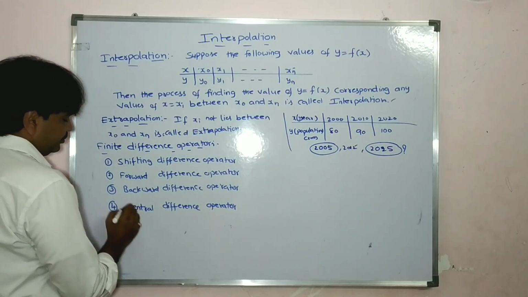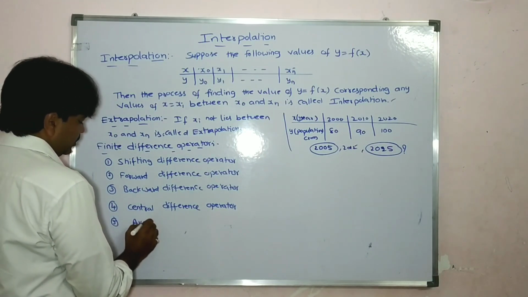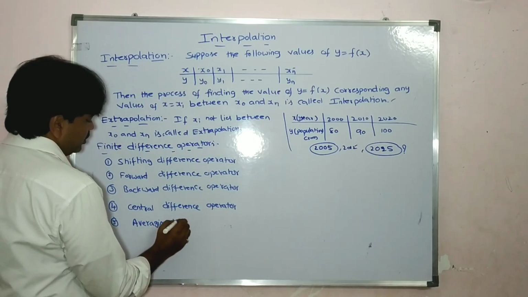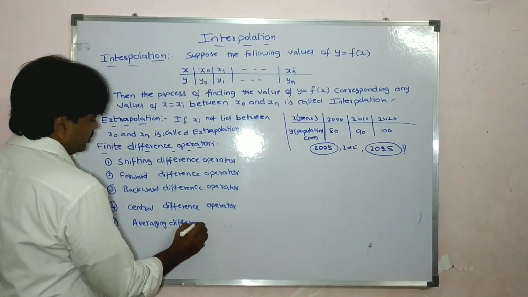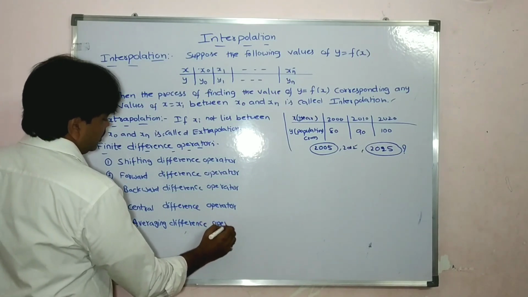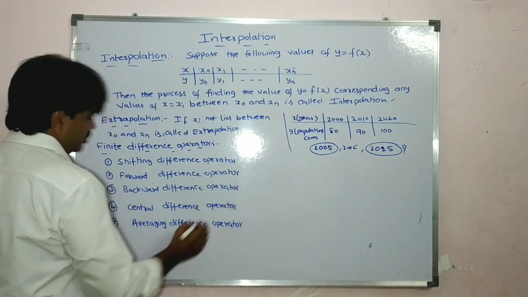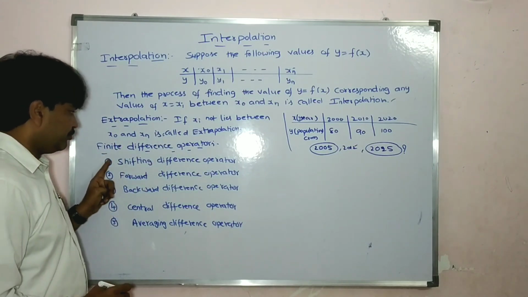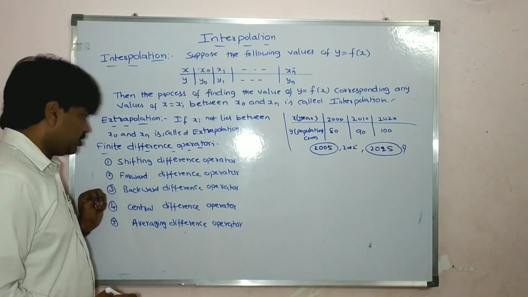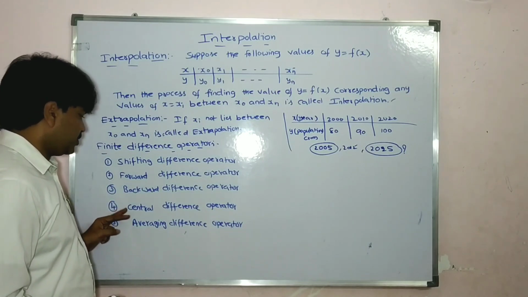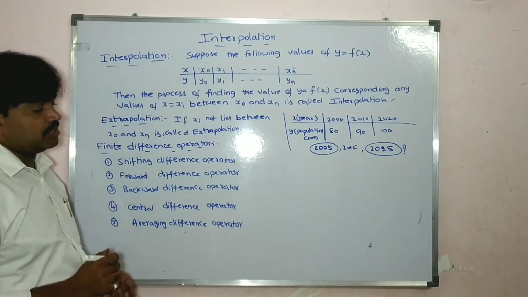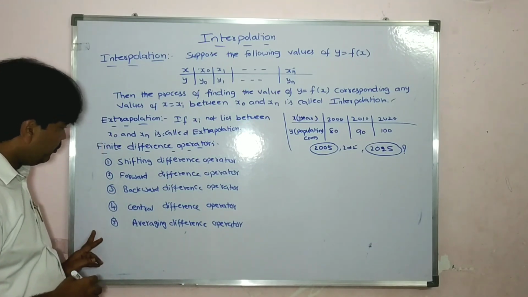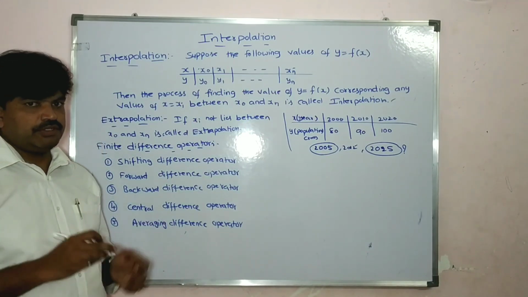Fifth one, averaging difference operator. Students, there are 5 finite difference operators: shifting difference operator, forward difference operator, backward difference operator, central difference operator, and averaging difference operator. Let us see all these 5 finite difference operators, students, in this lecture.